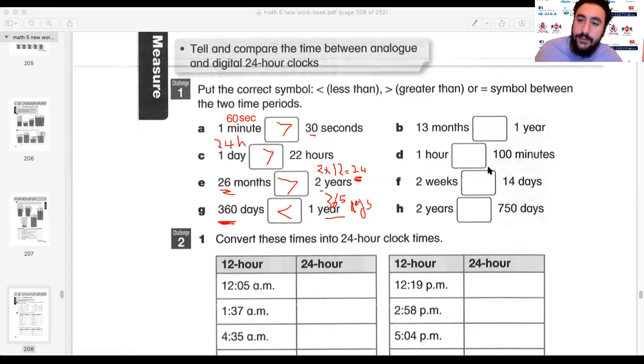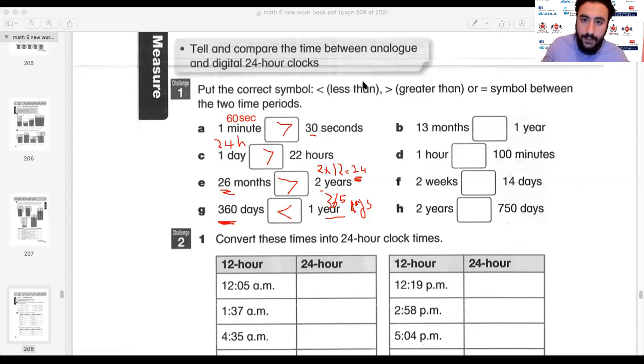Okay, here from hour to minutes. 1 hour is 60 minutes. This is 100 minutes. So of course 100 minutes is going to be greater. This is 13 months. 1 year equals 12 months. So 13 months is greater than 12 months, or 12 months is less than 1 year, and so on, guys.